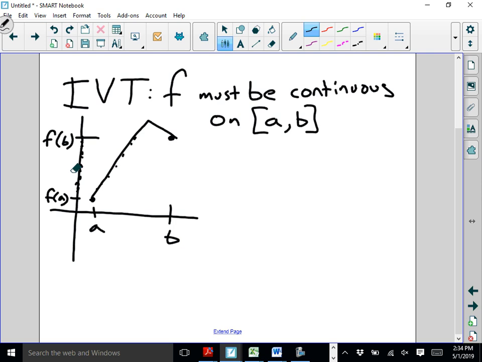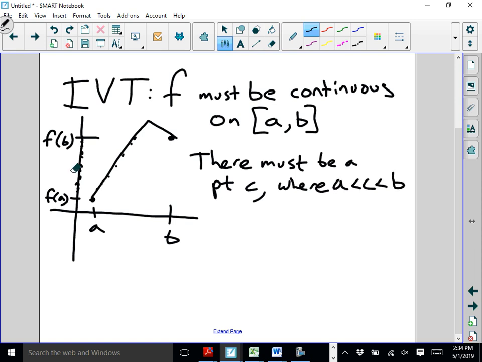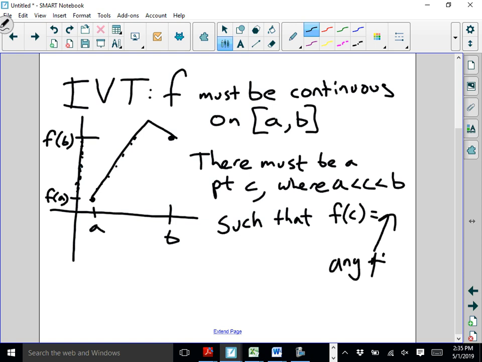So f must be continuous on [a, b]. There must be a point c where c is between a and b, such that f of c equals, could equal any number between f of a and f of b.